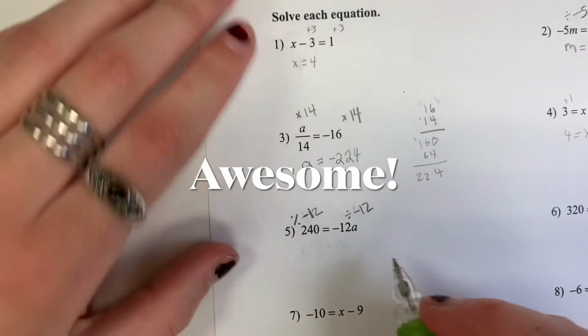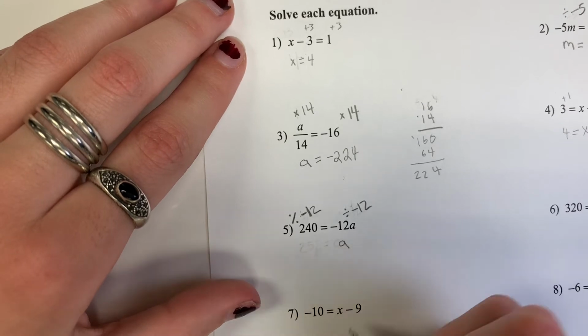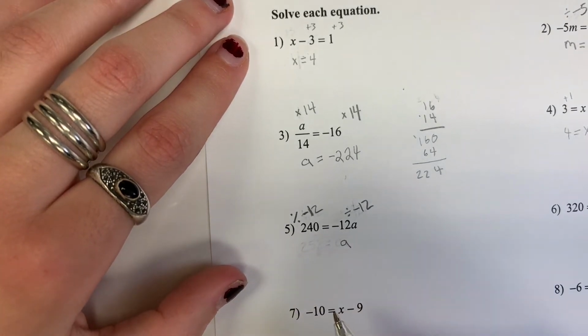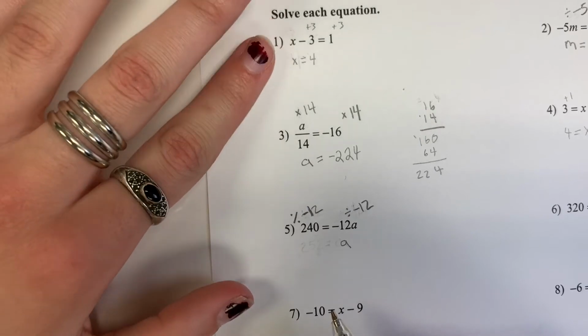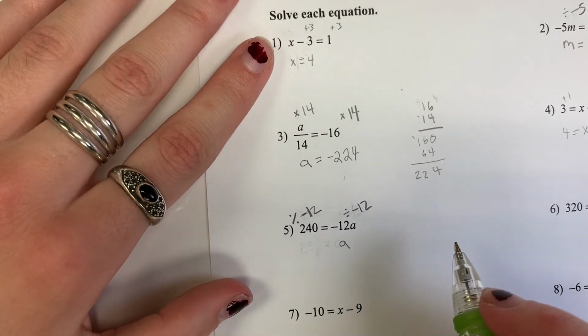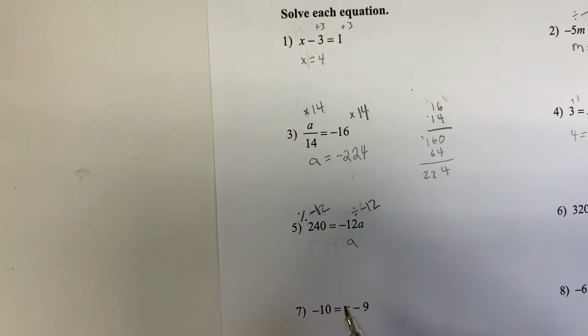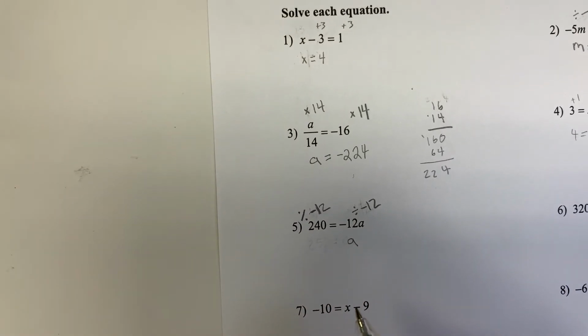Okay. So then that's a. And then that is... How many times does 12 go into 240? Should be 12 goes into 24 how many times? Twice. So it's going to be 20, right?